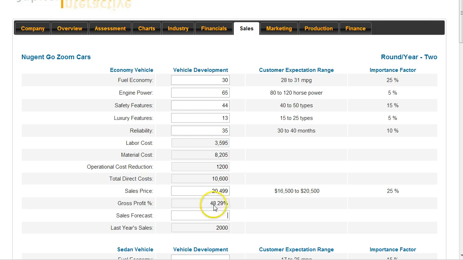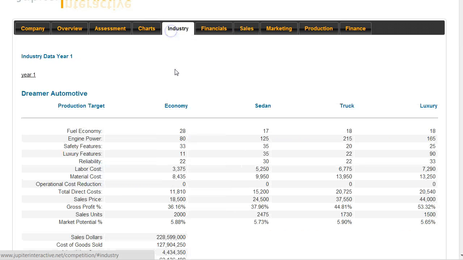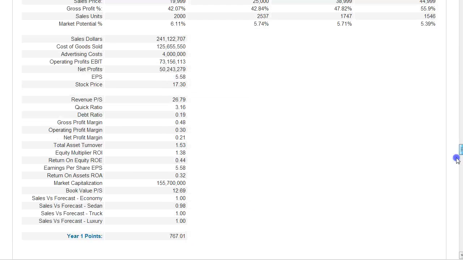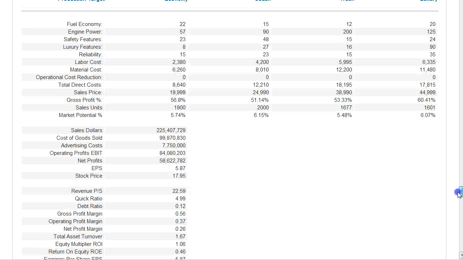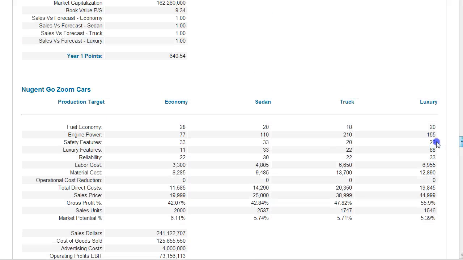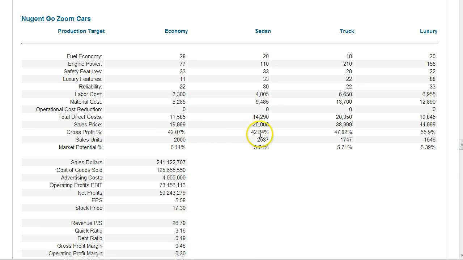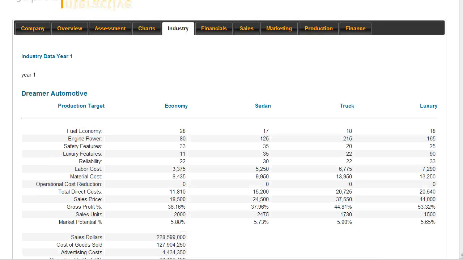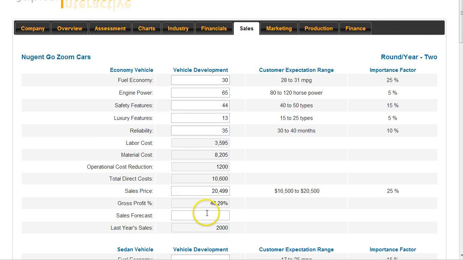So here I have a 48%, and if I look at, I guess the industry page might be the easiest place to find it, up here somewhere. Okay, so I have 42, 42, 47, and 55%. So I want to beat all these profit margins on my design from last year. So when I go into sales, I want to make sure that I beat that.